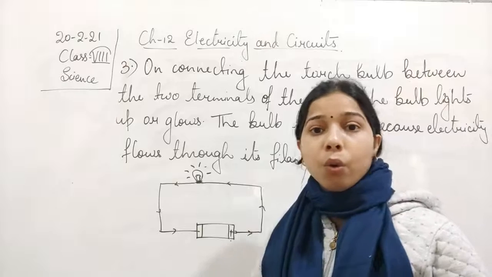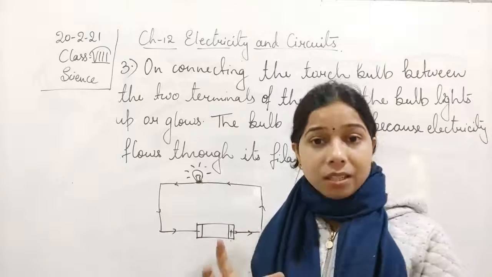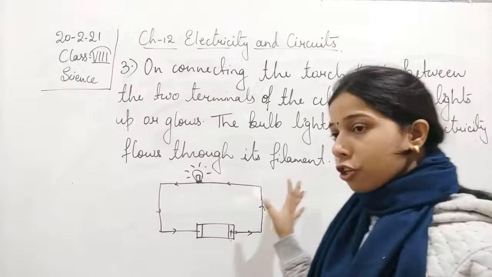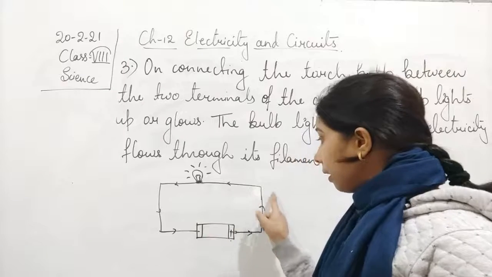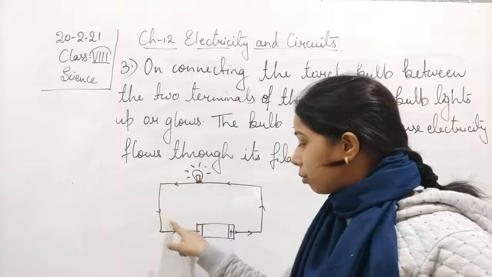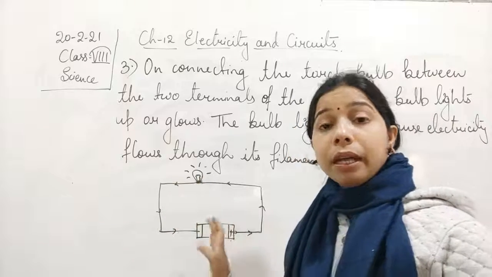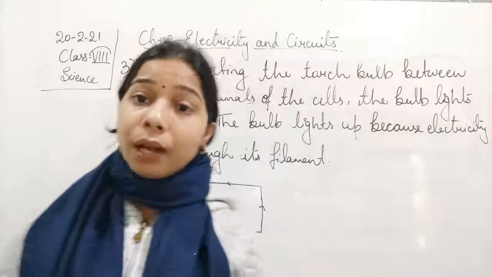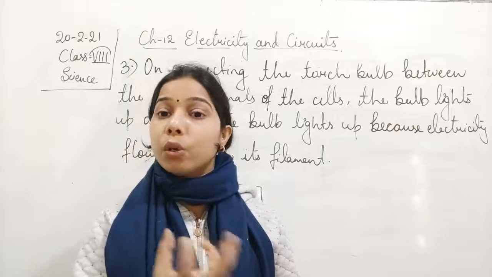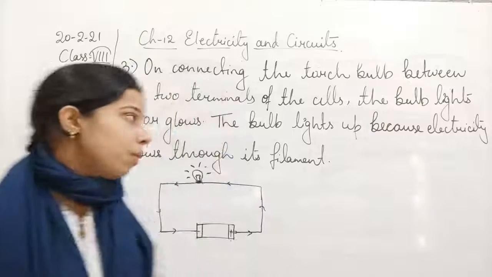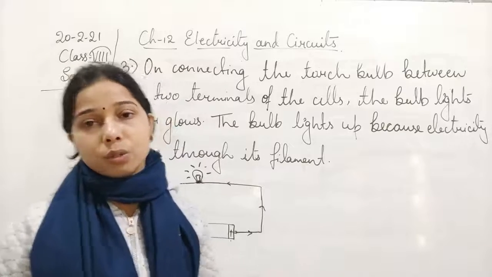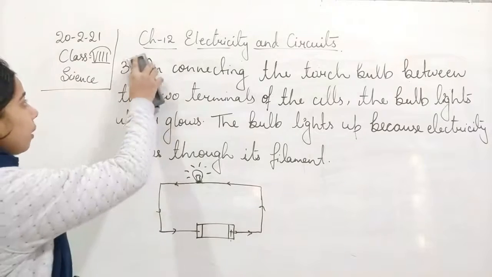This bulb will glow, and the reason the bulb lights up is that since the connection is proper, the electric current from the wire reaches the filament, and from the filament it comes to the negative terminal. So the electric current is flowing through the filament, making the filament heat, and due to heating it glows. So you have understood why the bulb lights up when the electric current passes through it. Now let us see the next point.